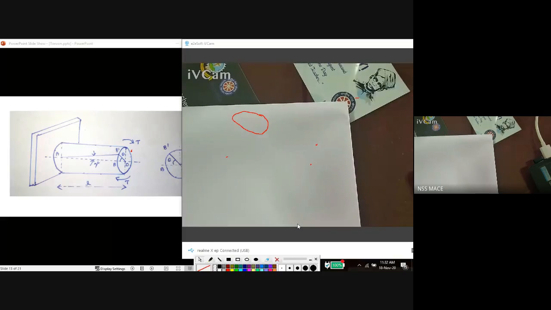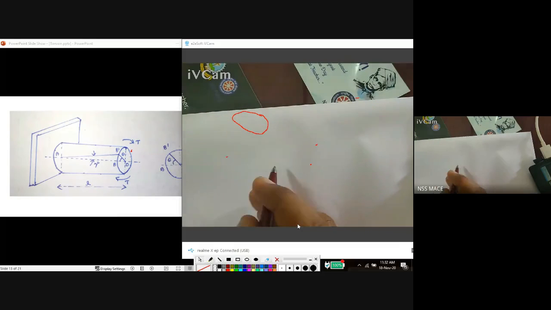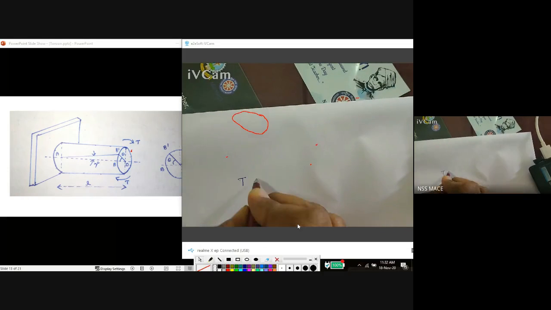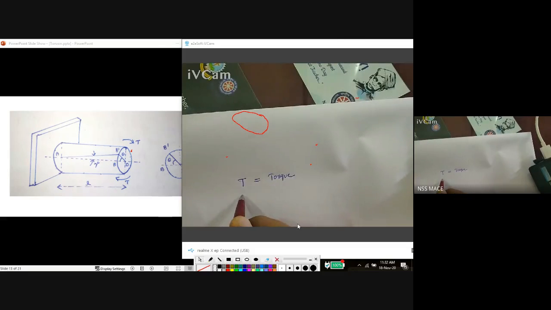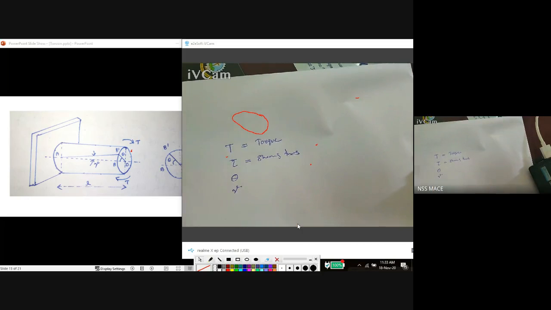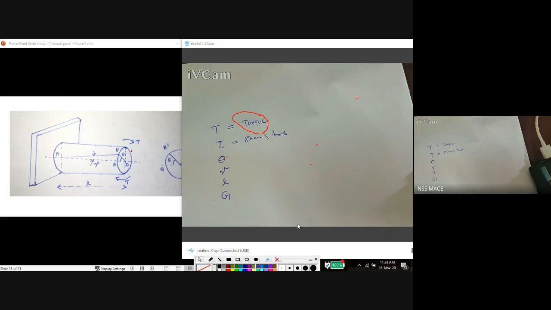So in this shaft, the external torque applied is T. The shear stress developed across the cross section is tau. The angular twist is theta, the shear strain is gamma, the length is L, and the modulus of rigidity of the material is G.